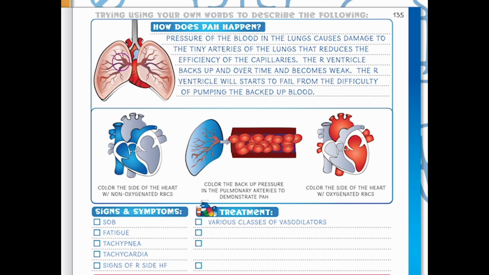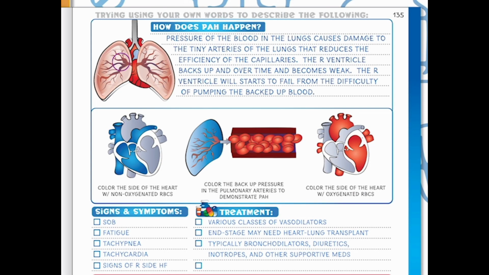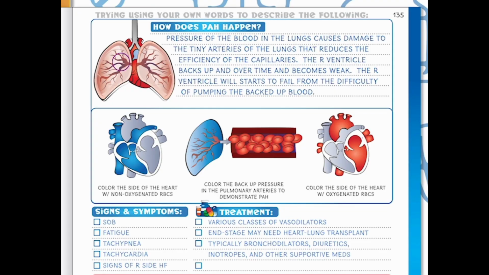Our treatment of this is going to be various classes of vasodilators. So we want to dilate those vessels to allow better flow. And in end-stage heart failure, we might need a heart and lung transplant from the backup of this fluid and the damage that it's doing to these blood vessels. And typically, we're going to use bronchodilators to help open up our airways. We're going to use diuretics so we can pull fluid out of this space and excrete it through our kidneys. We're going to use inotropes to help take the workload off of our heart, and anything else that can be helpful.